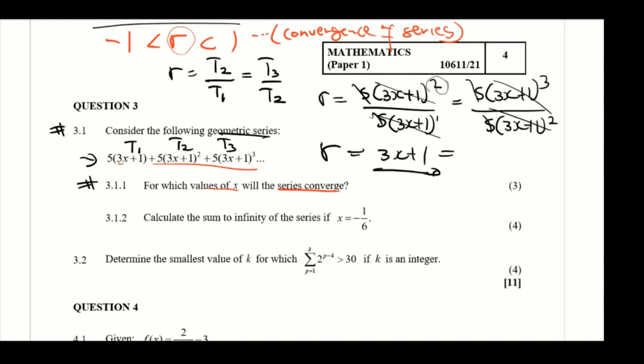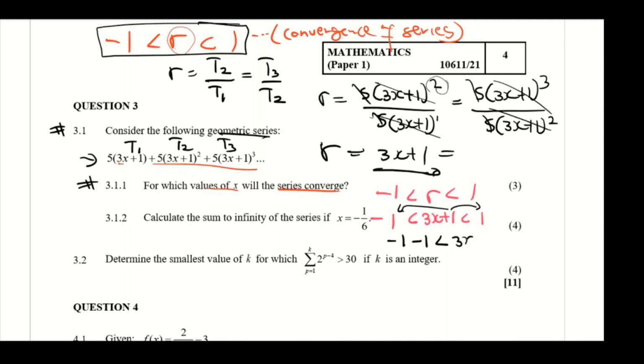So you're going to put your ratio inside this convergence condition. You're going to say my r must lie between -1 and 1. But what is my r? It's 3x plus 1, lying between -1 and 1. So to solve this, you must transpose the 1 on both sides. So we're going to have -1 minus 1, because they changed the sign from positive to negative, less than 3x, less than 1 minus 1.